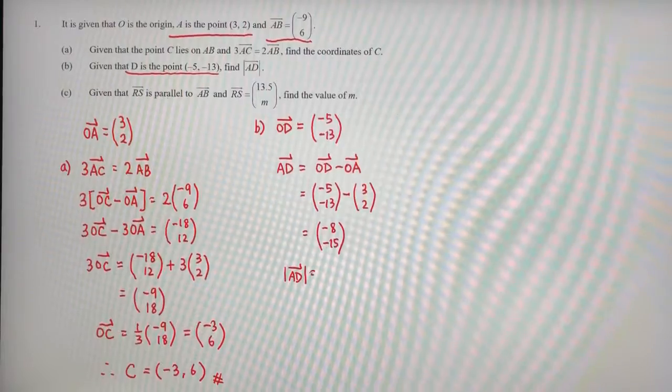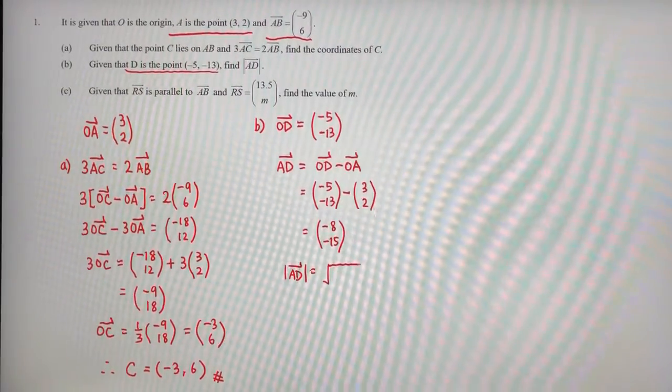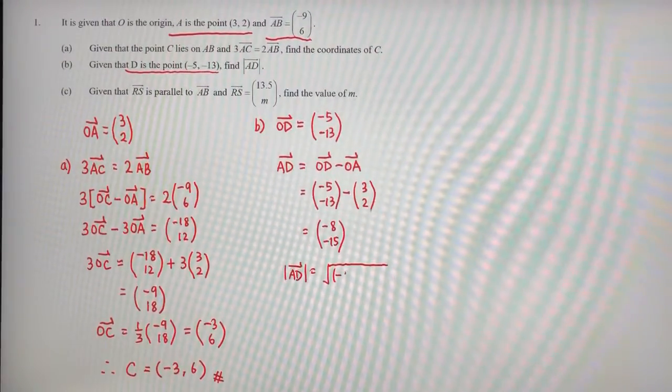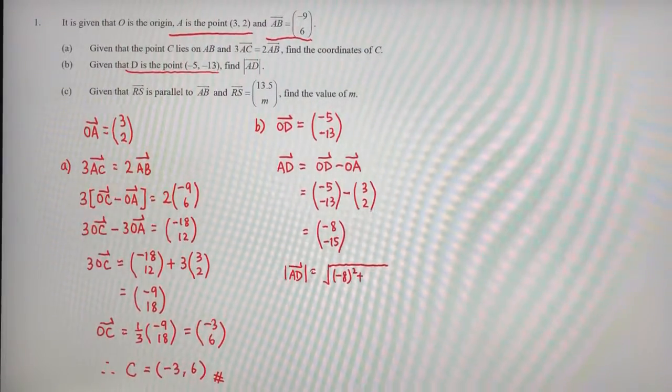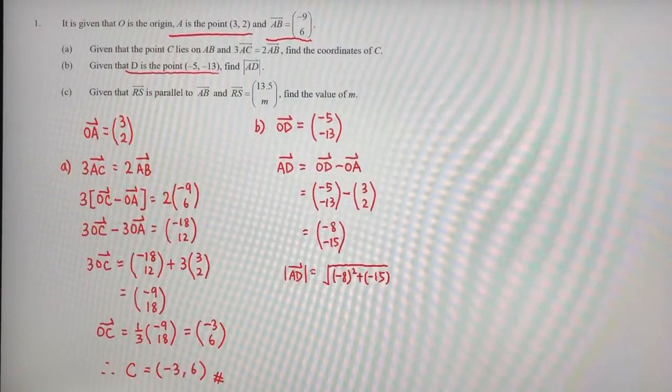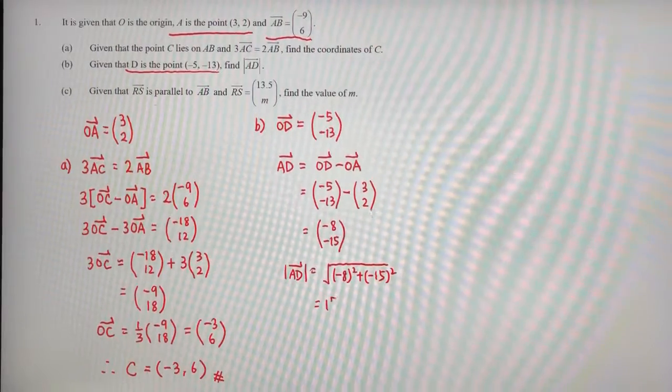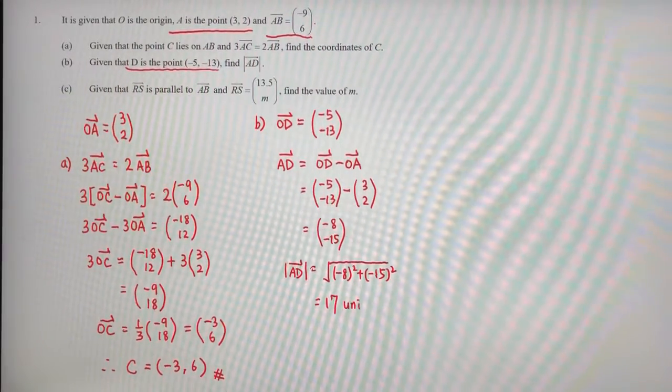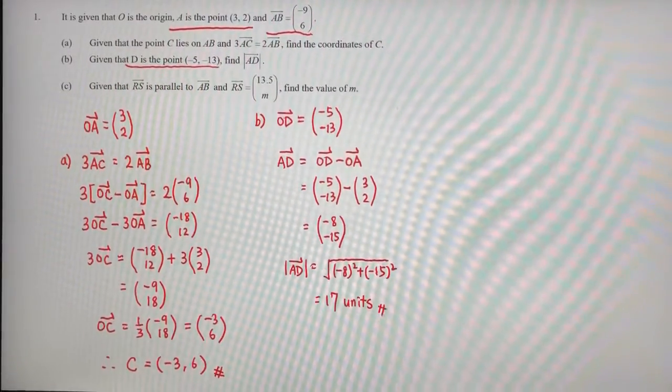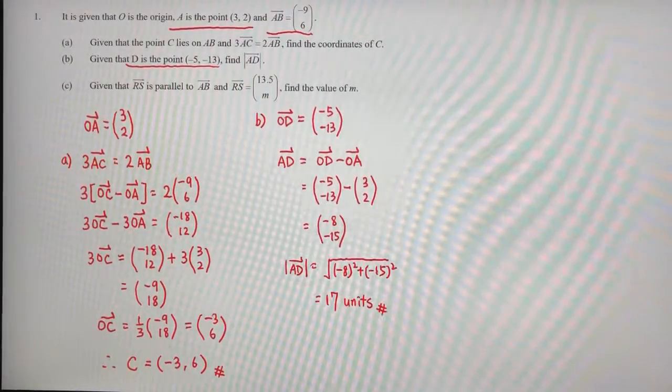So to find the magnitude of vector AD, we simply apply Pythagoras theorem by squaring -8 and -15. Then we sum them up and take the square root. So the answer returns 17 units. And that ends part B.